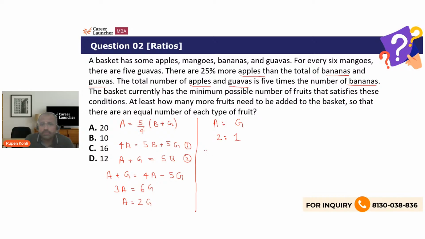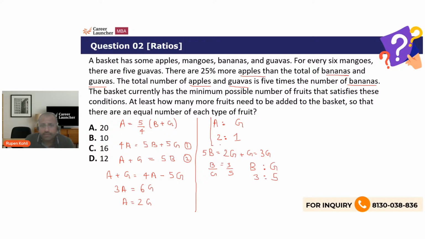So from the second equation, 5B equals A plus G. Can I write A as 2G from what we have got over here, right? So 5B equals A, which is 2G, plus G. So 5B equals 3G, or B by G is 3 by 5. So from here, the ratio of B to G we have got as 3:5.